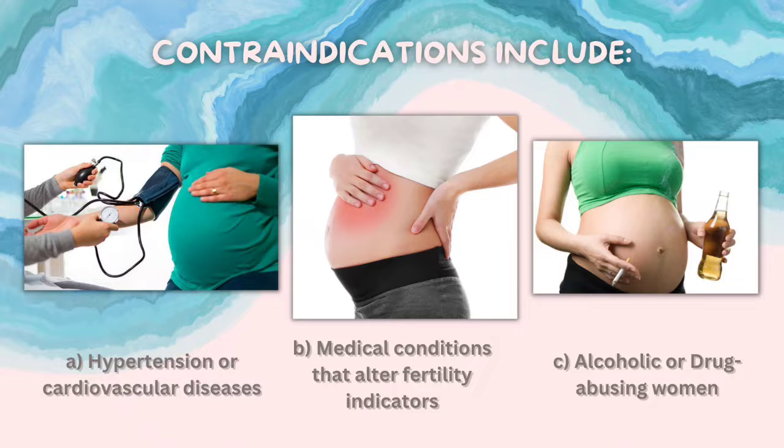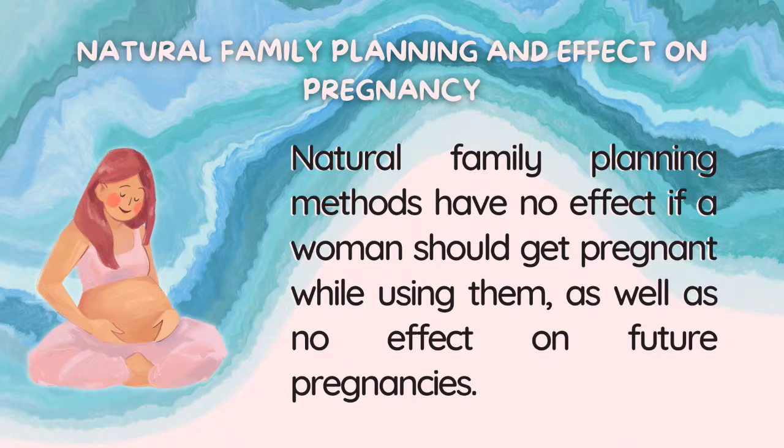Next is thyroid or liver disease, which can cause absence of the normal signs of ovulation. And third factor, medication such as lithium, which alters cervical mucus production. Natural family planning and effect on pregnancy.